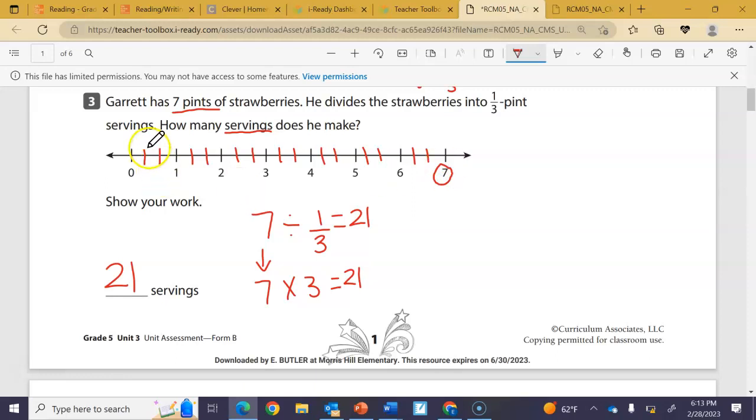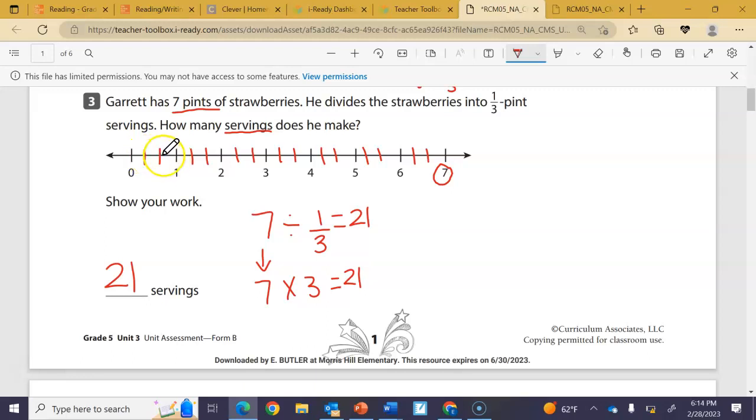And we're going to divide each of those pints into 1/3 sections. So when I divide all of them into 1/3 sections, I have 1/3, 2/3, 3/3, 1 whole, 1 and 1/3, 1 and 2/3, and 1 and 3/3, or 2 wholes, and then we keep going. So now we have to count how many tick marks we have.